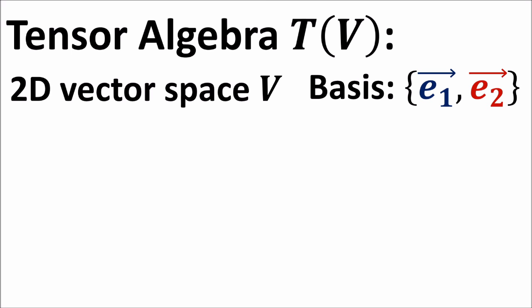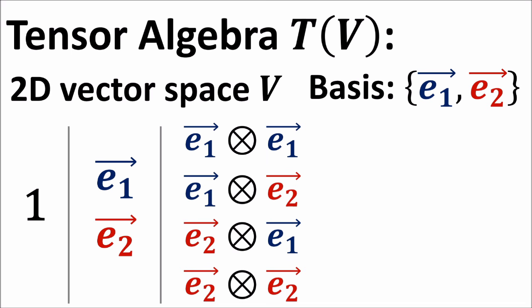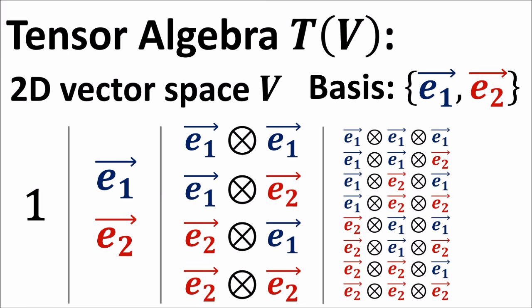The tensor algebra of V, denoted T of V, includes scalars, all the vectors in V, all the tensor products of two vectors in V, all the tensor products of three vectors in V, and so on up to infinity. As we increase the number of tensor products, the number of possible terms increases exponentially.